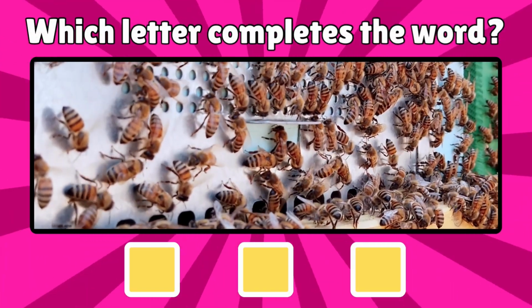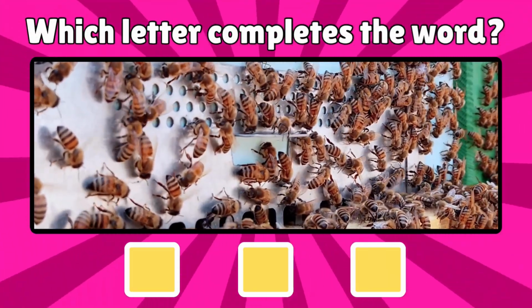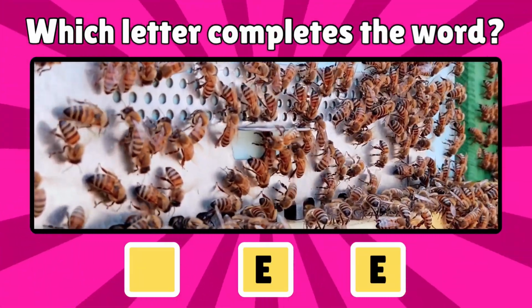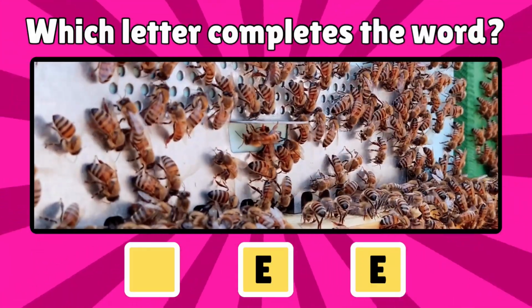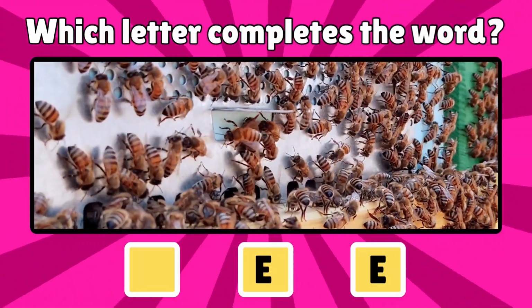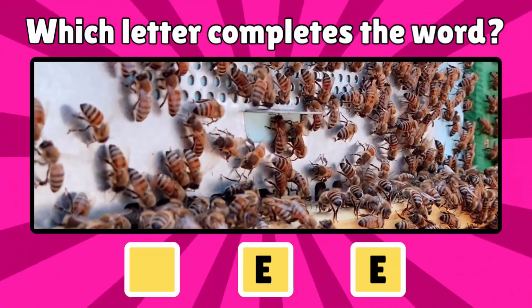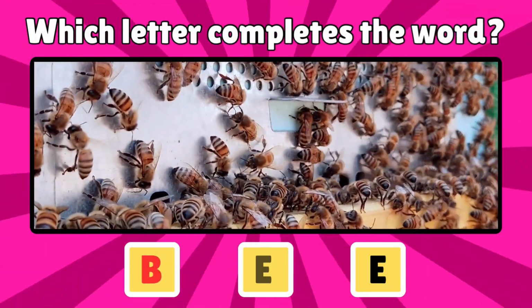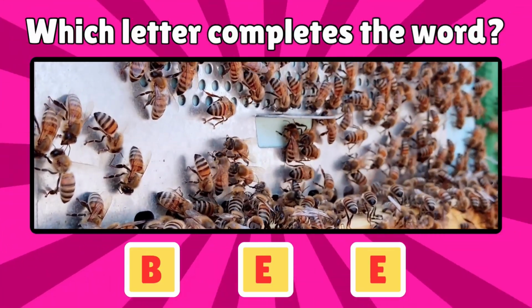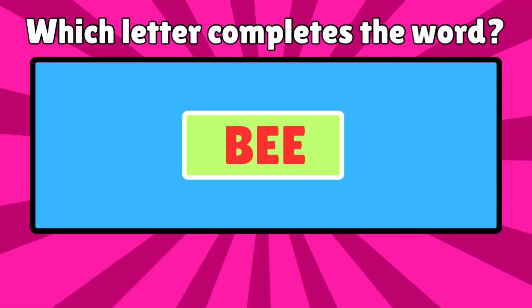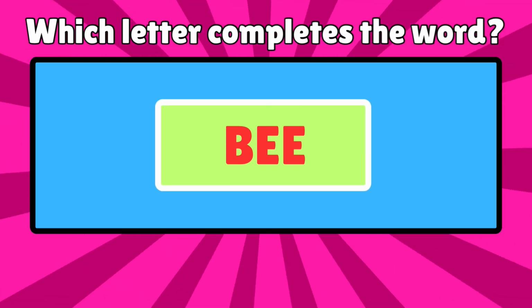Look at the picture. It is a B. First letter is missing. E, E. Which letter completes the word? It is B, B, E, E. B. Can you say it again? B is for B. B.